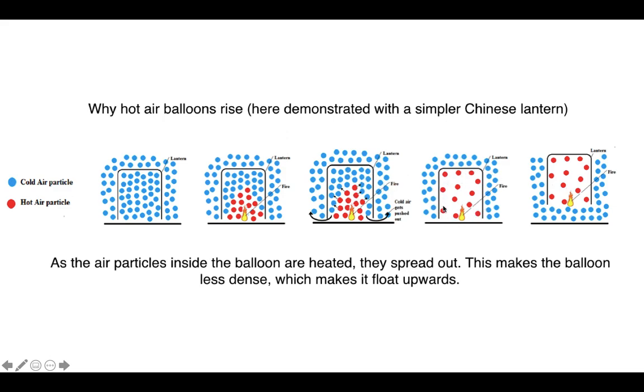But the warm air is going to go up and start spreading out and fill that whole hot air balloon, or that Chinese lantern. And then you can see here, look how less dense the inside of the lantern is versus the outside of the lantern. And that means if it's less dense, it's lighter, it has less pressure, and it's going to start floating up above. So as the air particles inside the balloon are heated, they spread out, and this makes the balloon less dense, which makes it float upwards because it is not going to be as heavy as the air that is on the ground.